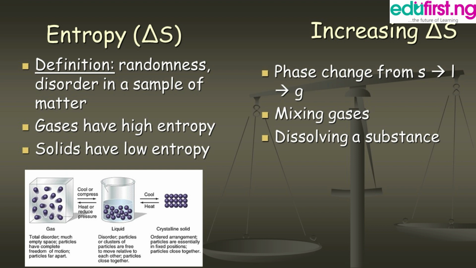Now, phase change from solid to liquid to gas determines the increase in the entropy. In mixing gases also, there's an increase in entropy since there's more collision because of the agitation. When you're dissolving a substance also, it causes an increase in entropy.